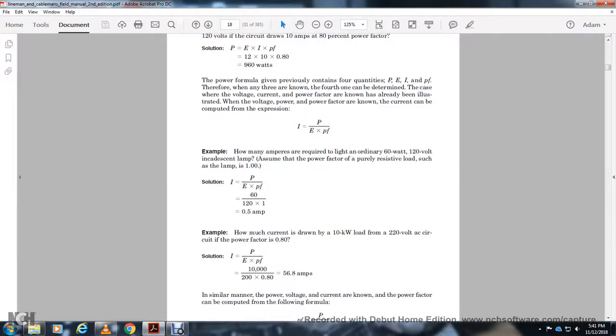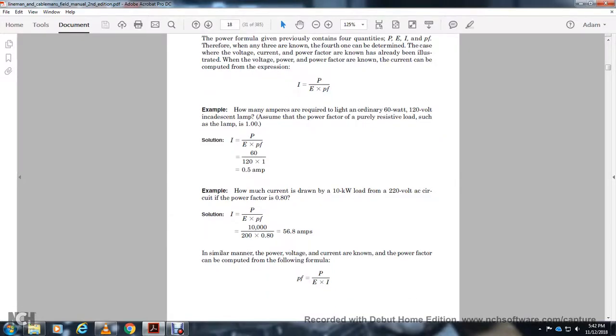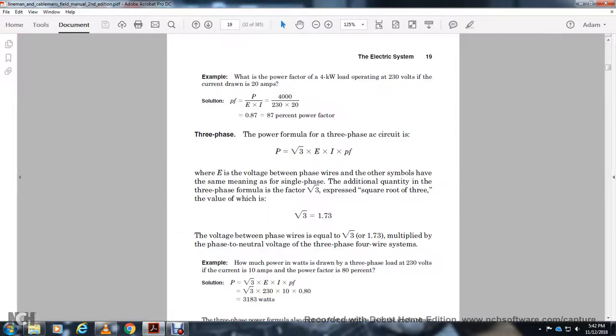In a similar manner, the power factor can be computed by the following formula: the power factor is equal to the power over the volts times the amps. What is the power factor of a 4 kilowatt load operating at 230 volts with the current drawn at 20 amps? You have the power factor equal to 4,000 watts over 230 times 20, which would give you about 87% power factor.